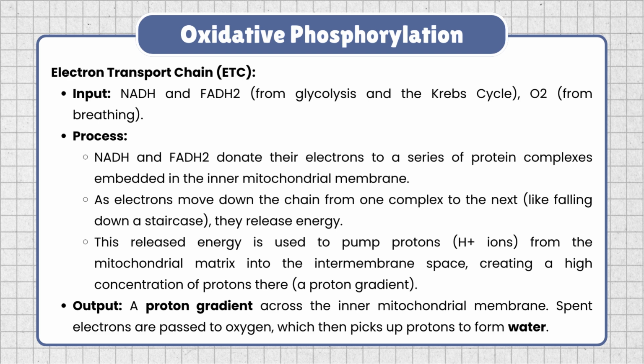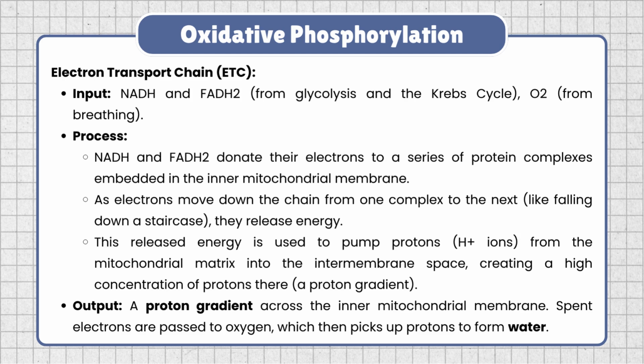Now, for the first of two parts of the oxidative phosphorylation, we have the electron transport chain. The inputs are the electron carriers NADH and FADH2 derived from glycolysis and the Krebs cycle, and crucially, oxygen from breathing. The process starts when NADH and FADH2 drop off their electrons at protein complexes embedded in the inner mitochondrial membrane. As these electrons move down the chain, like falling down a staircase, they release energy.